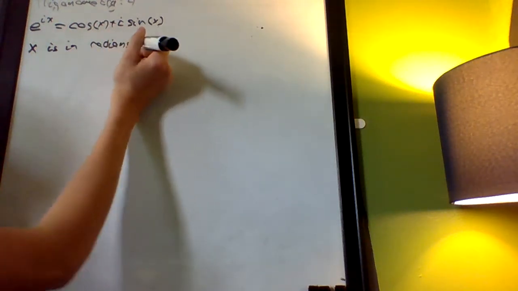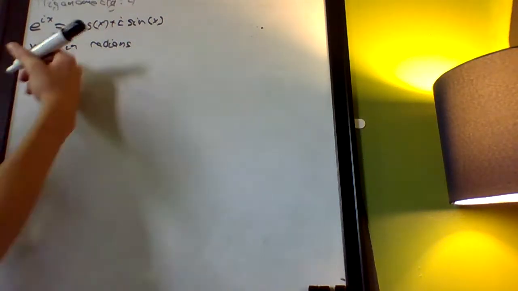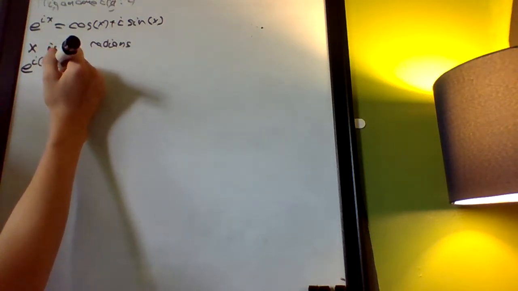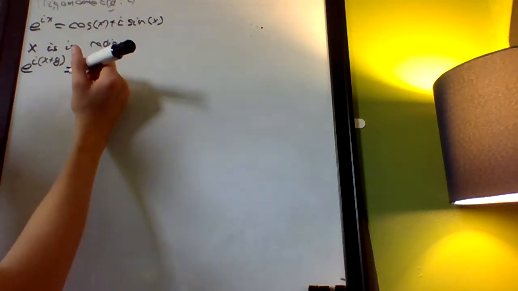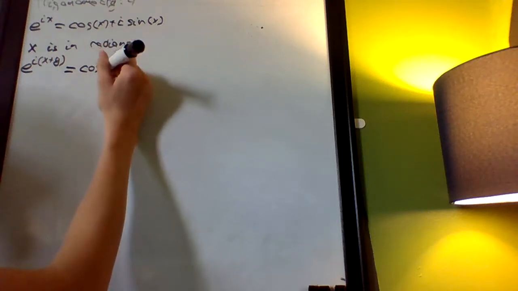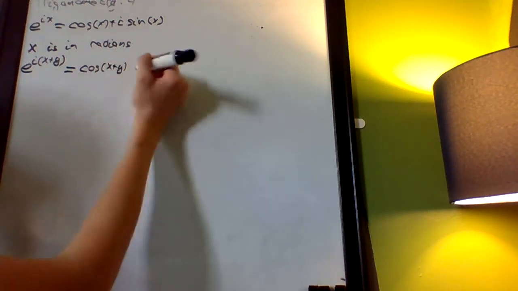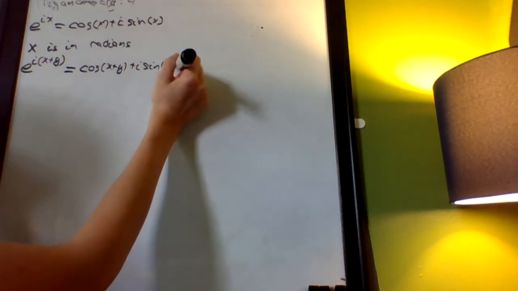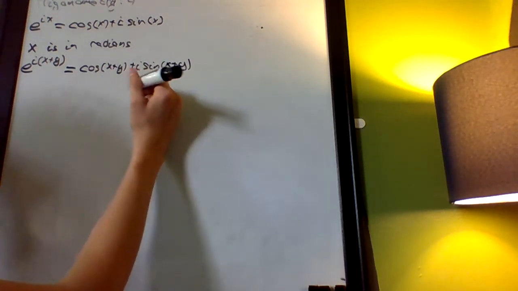Okay? So, if I do instead e to the i times x plus y, right? x and y are angles on a right angle triangle, right? This is then going to be cosine of x plus y plus i sine of x plus y. i is the square root of -1. Remember that, okay?